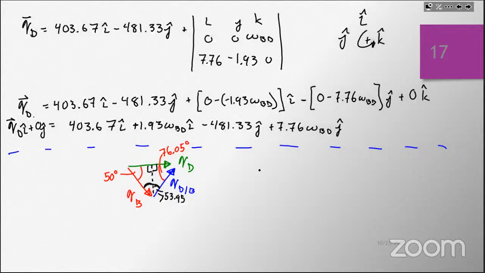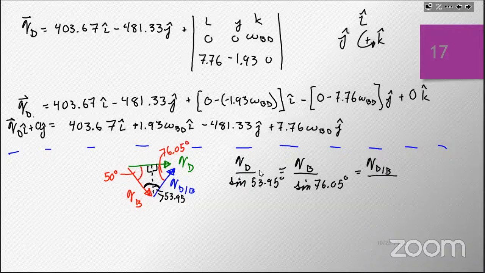But we can do this, right? And we can use law of sines again, right? So V sub D over the sine of 53.95 is equal to V sub B over the sine of 76.05 degrees, which is also equal to VD with respect to B over the sine of 50. Sorry, I have that written twice when I shouldn't. This should be 50. Let me try that one more time, guys.